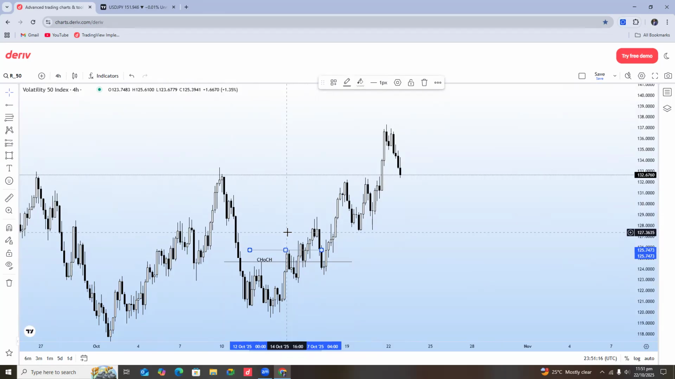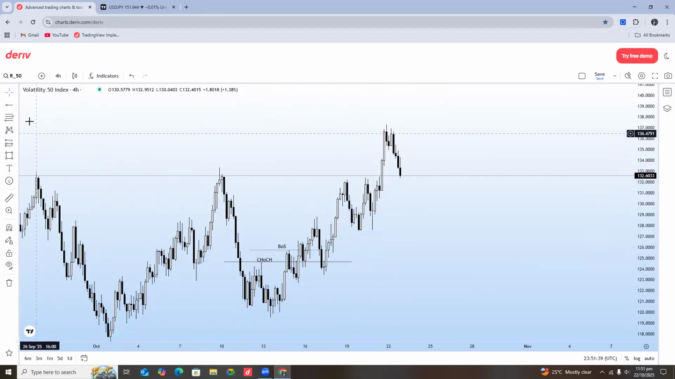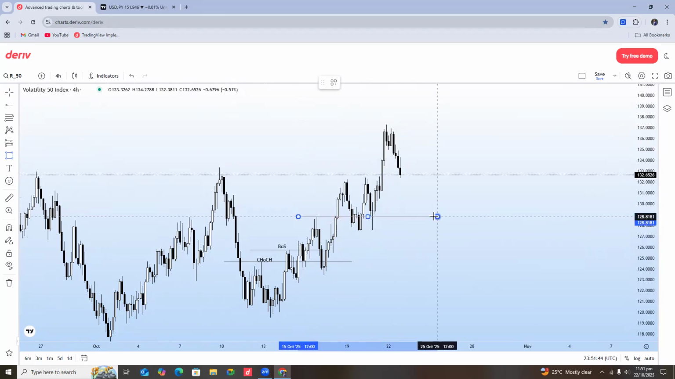So we have a BOS here. Now we can identify a lot of them. You even have one here. We also have this one here. As it's going up, we can mark this one, but it's too close to that one, so I'll leave it. Then there is this one. So there is this BOS as well.